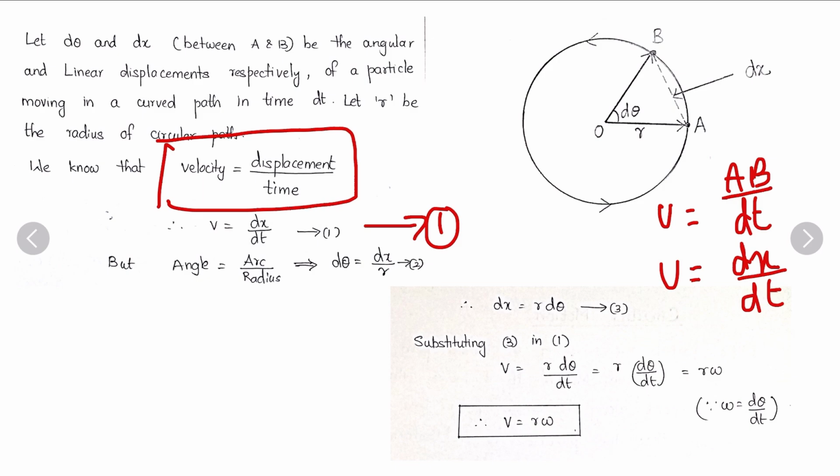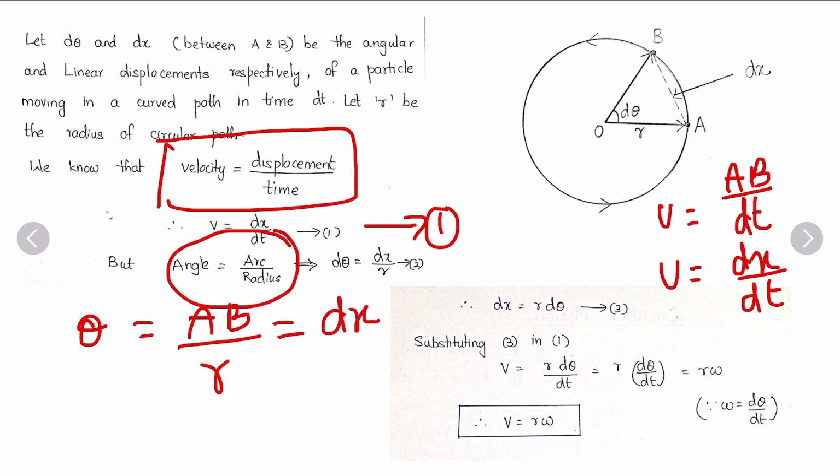Now, after that, we all know angle theta is equal to arc by radius. Arc means AB, radius is r. But AB is equal to dx, therefore dx by r. For a small angle we take it as d theta. So d theta is equal to AB by r, that is dx by r. So this is equation number 2.